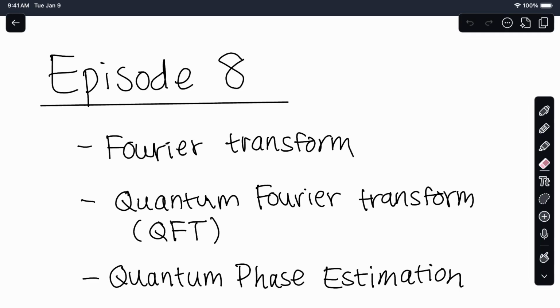Today, we're going to be learning about the Quantum Fourier Transform. We're going to start by covering the classical Fourier Transform and getting an intuition for that. Then we'll move on to the Quantum Fourier Transform, and finally, we'll put it into action to perform the quantum phase estimation algorithm. Let's go.